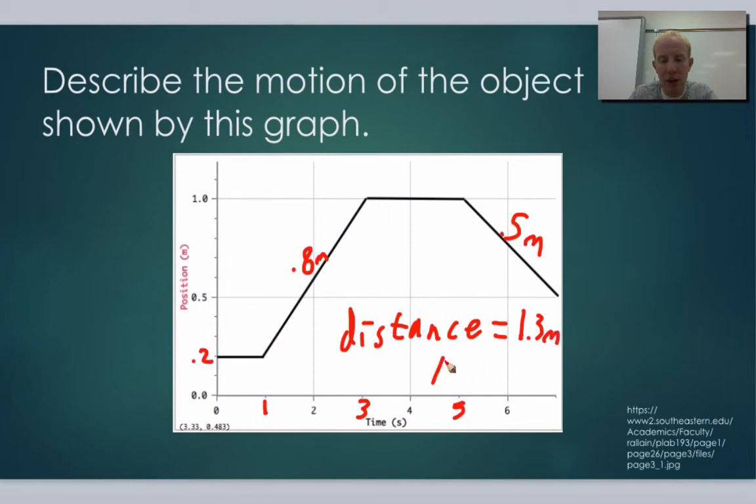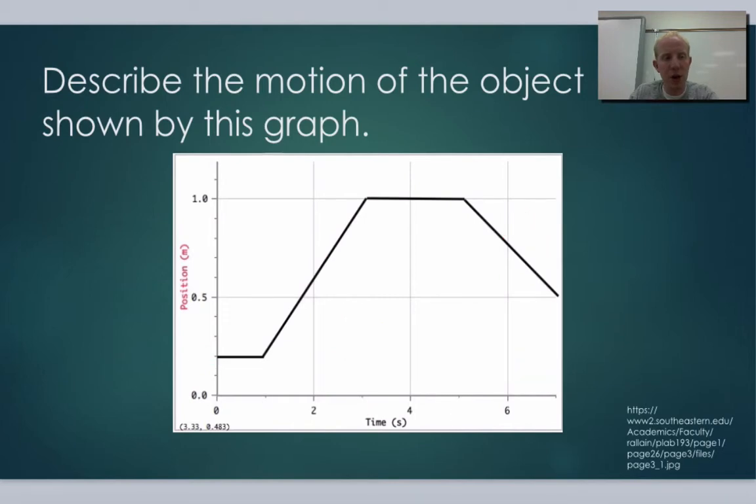If we're trying to find the displacement, okay, then all you have to do is figure out that it started at 0.2, it ended at 0.5, so the total displacement is 0.5 minus 0.2, or 0.3 meters. Okay? Awesome. So that's how we analyze these graphs.